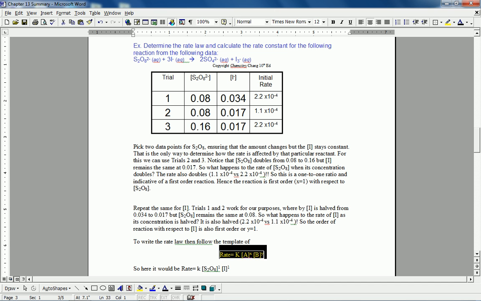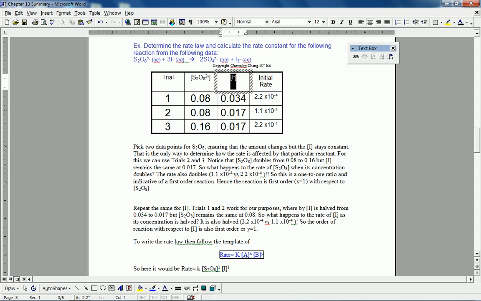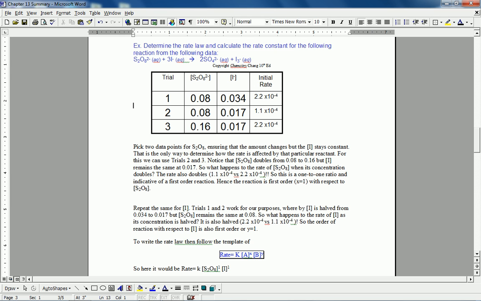And how we determine the respective order of each reactant is by looking at this data set. So what I need to do is take a look at the two reactants, S2O8 and I minus. And you can see those are the only two values here in the table. We're not looking at the products at all.